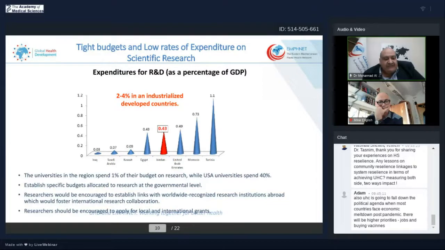Here I tried to show the scarcity of resources that we have in the Eastern Mediterranean region, and it's obvious that we have tight budgets and low rates of expenditure on scientific research. As known, developed or industrial countries spend almost 2 to 4%, and in our countries, we are spending less than 1%. If we take universities as an example, universities in the region spend 1% of their budget on research, while USA universities, for example, spend 40%. Next, please.